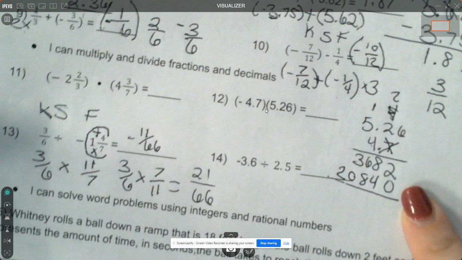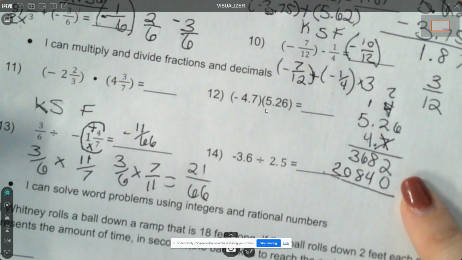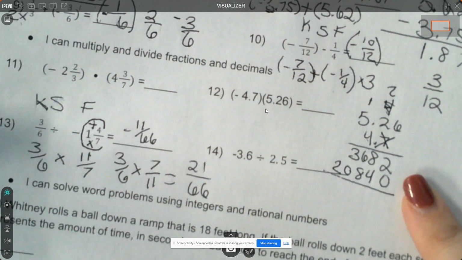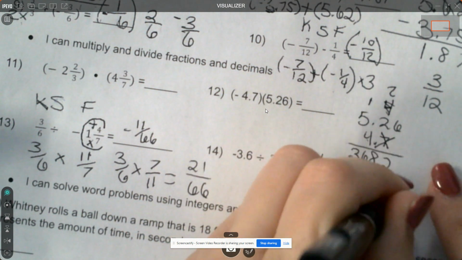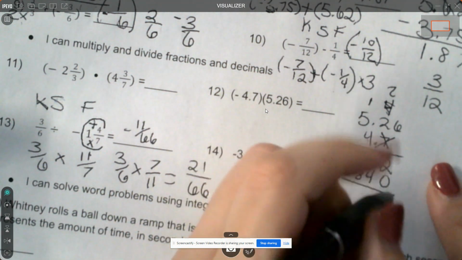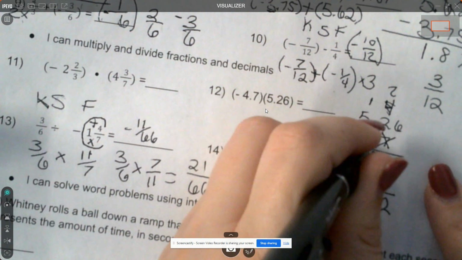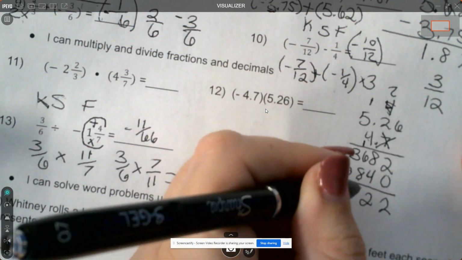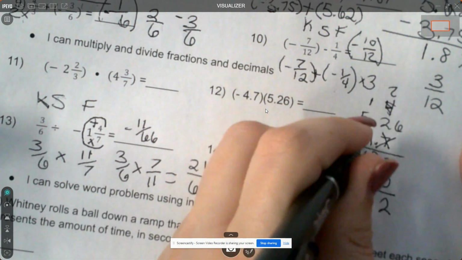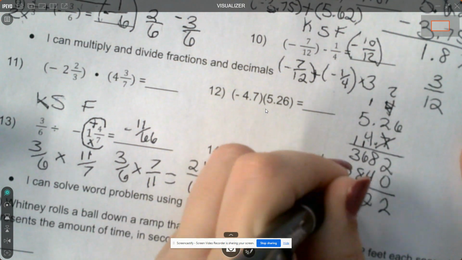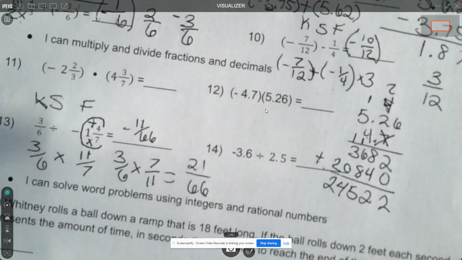If I have my 2 rows down here, what do I do to my 2 rows, Esmeralda? I got to add them up. 2 plus 0 is 2. 8 plus 4 is 12. 8, 9, 10, 11, 12, 13, 14, 15. 4 and 2. Where would my decimal go?